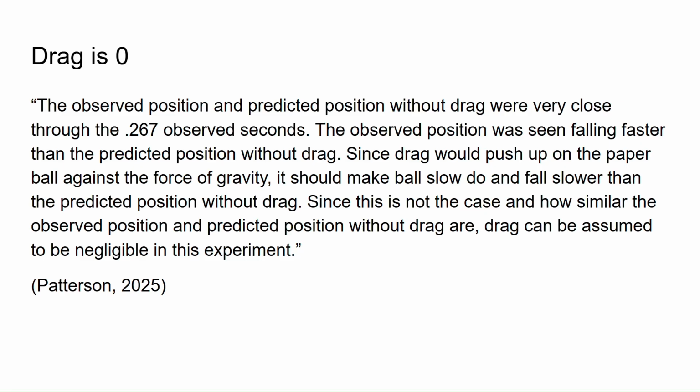The observed position and predicted position without drag were very close throughout the 0.267 observed seconds. The observed position was seen falling faster than the predicted position without drag. Since drag would push up on the paper ball against the force of gravity, it should make the ball slow down and fall slower than the predicted position without drag. Since this is not the case, and how similar the observed and predicted position without drag are, drag can be assumed to be negligible in this experiment.